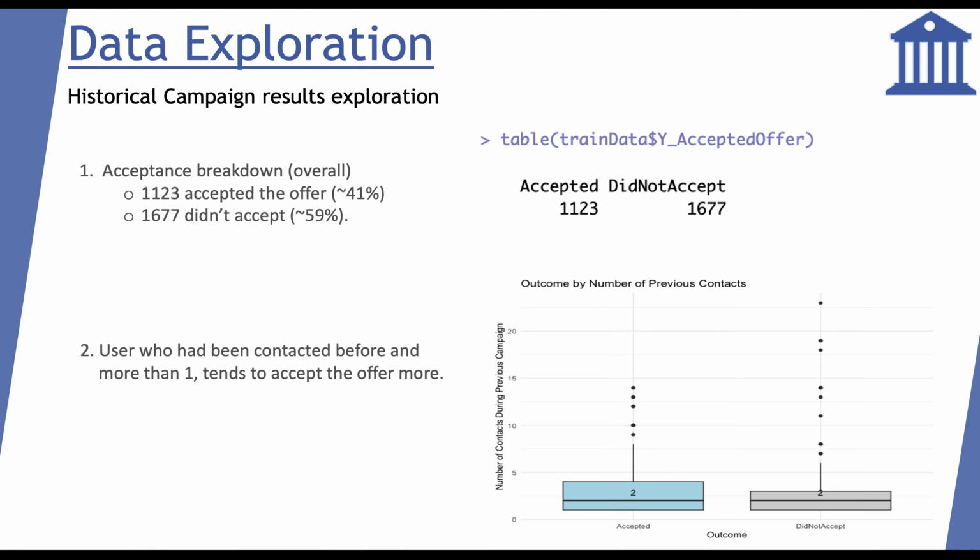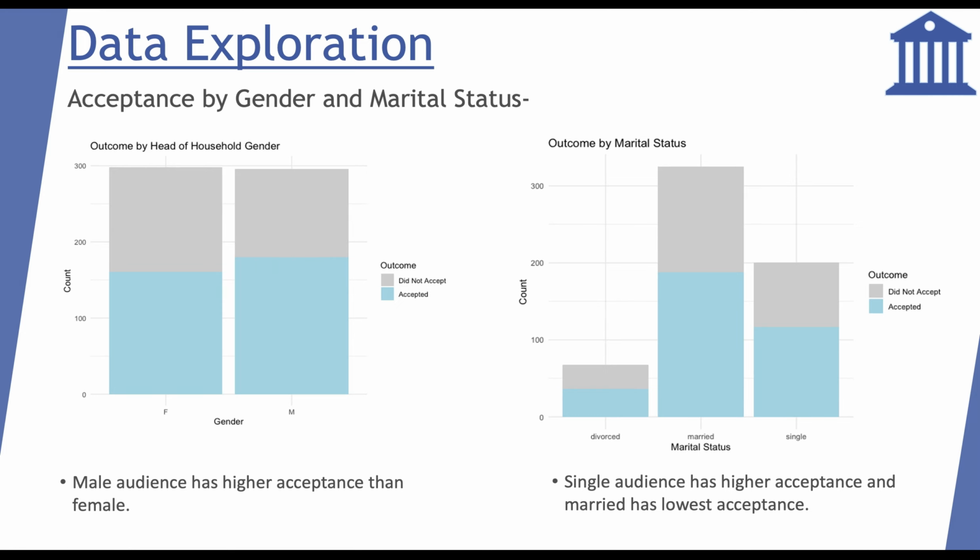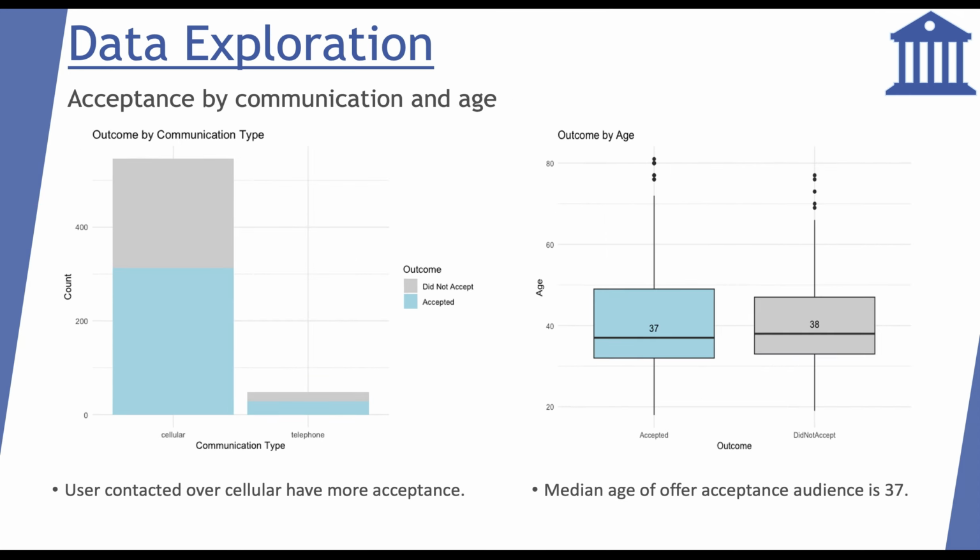Based on this overall volume, we found it interesting to understand the breakdown of acceptance by other variables. The first variable that we checked is the number of contacts during the previous campaign, and we found that users who have been contacted more than once have a higher acceptance rate. We also checked the breakdown by gender and marital status, and we found that the male audience has a higher acceptance rate, and the single audience has a higher acceptance rate than the married and the divorced audience.